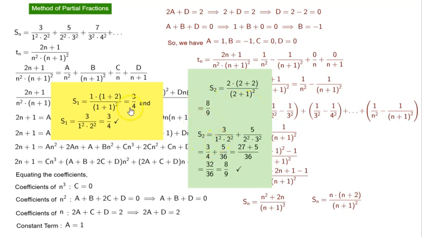So S₂ is equal to, now, manually doing it, 3 by 1² times 2² plus 5 by 2² times 3² gives us 3 by 4 plus 5 by 36, which is 27 plus 5 by 36, and it simplifies to 8 by 9. That means this is also verified for the first two terms. So that was the method of partial fractions for evaluating a series up to n terms.